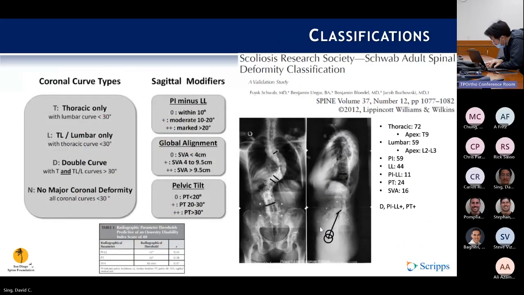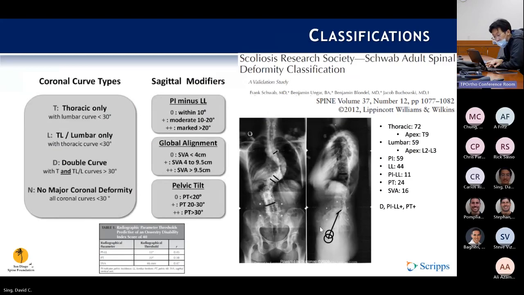Then in 2012, this was an updated version of the previous adult deformity classification that was called the SRS-Schwab. Again, based off of the coronal curves, with the major curves being 30 degrees, and structural curve also had to be over 30 degrees for it to be considered structural.